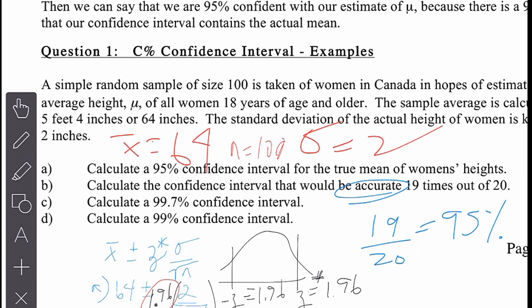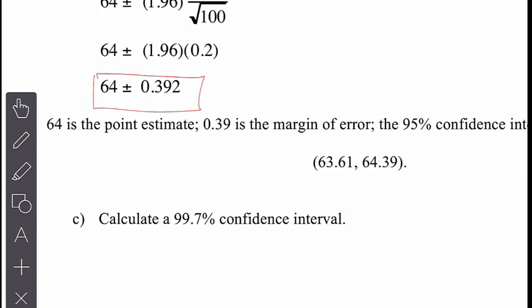Okay, so you can rewind that if you didn't understand it, or you can continue. So part B is the same answer because 95% confidence is the same as saying that it's accurate 95 times out of 100 or 19 times out of 20.